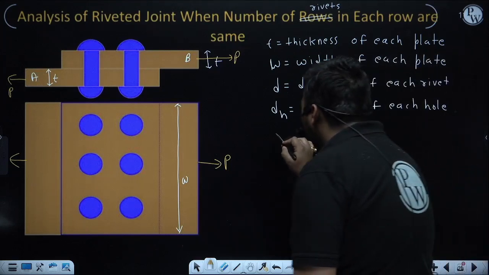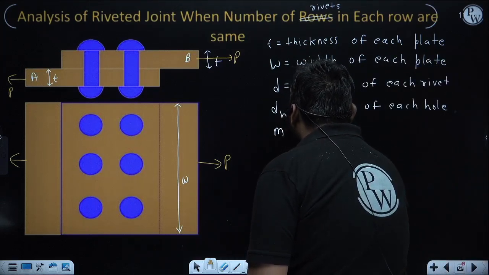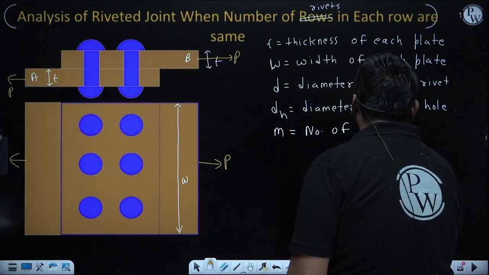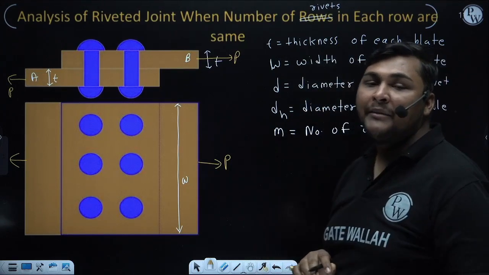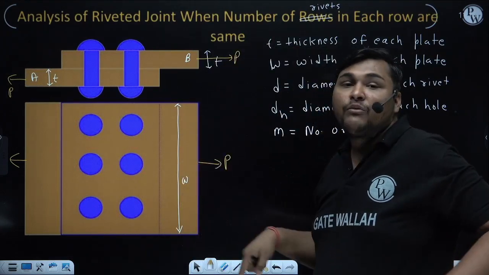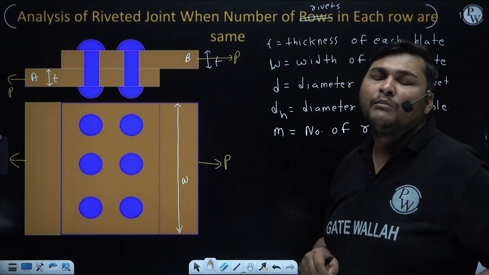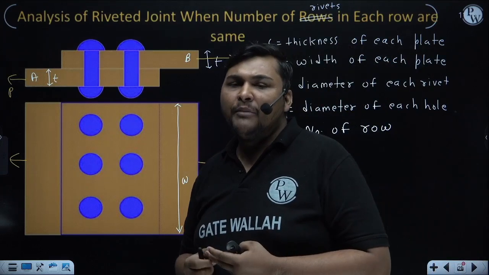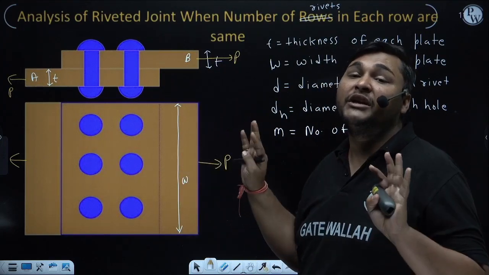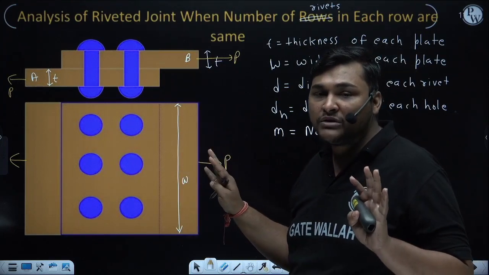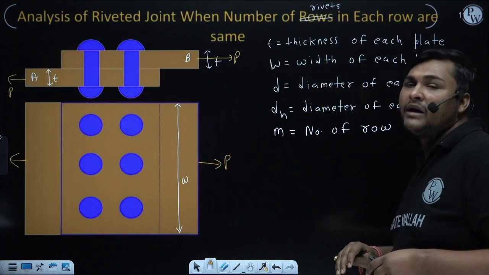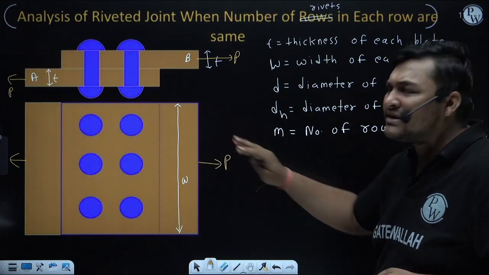Now, suppose small m. What is small m? Small m is number of rows of rivet. Like for this diagram, how many rows of rivet are involved? Sir, two rows. For this diagram, number of rows of rivet is two. But I am not only solving the problem for this diagram. I am solving the case where number of rivets in each row is same, whether two rows or three rows are involved. So for an actual question, number of rows is small m.